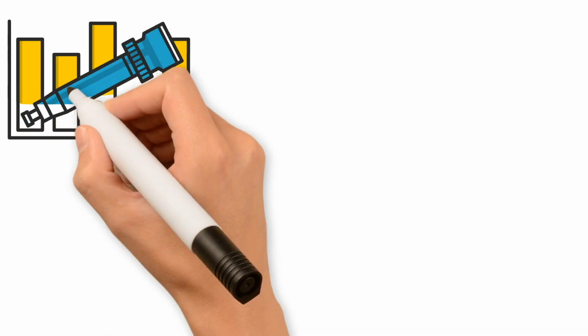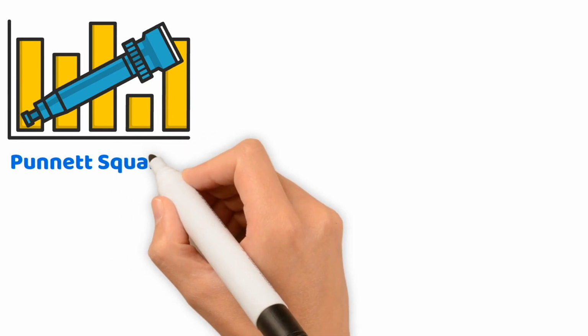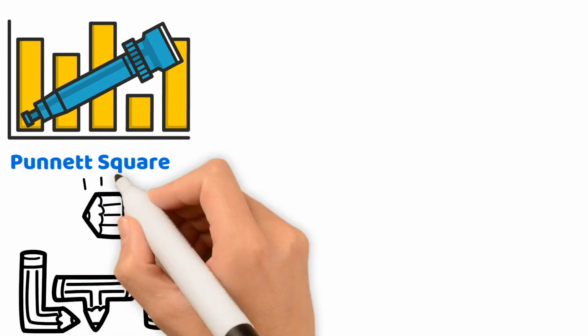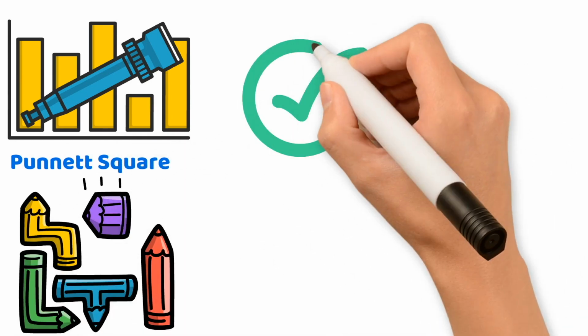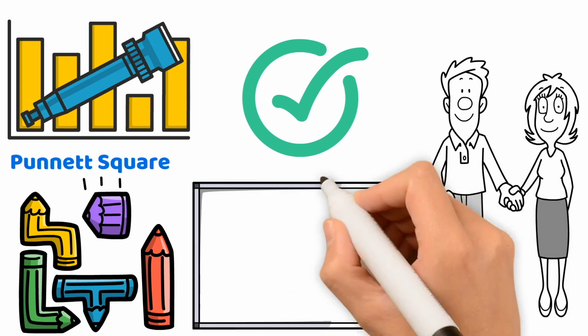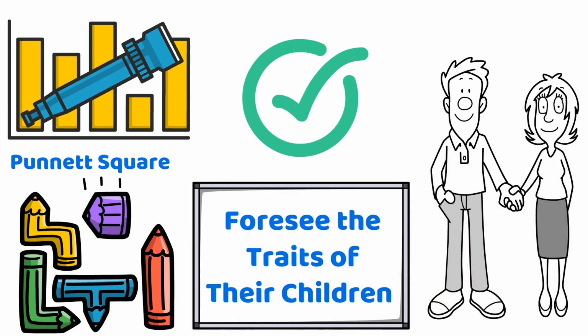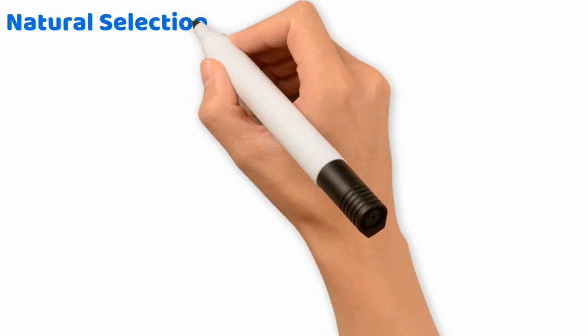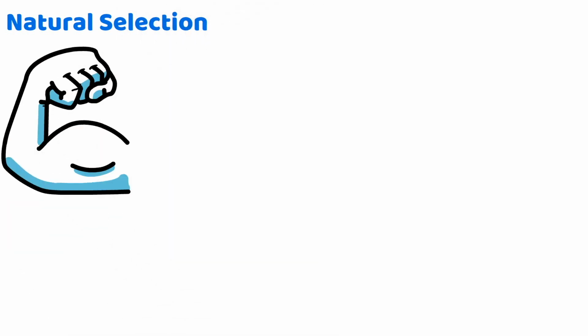To predict how traits might pass from parents to offspring, we use a tool called the Punnett square. It's like a genetic puzzle, showing possible combinations of alleles from the parents and helping us foresee the traits of their children. Moving on to natural selection, nature's own method of ensuring the survival of the fittest.